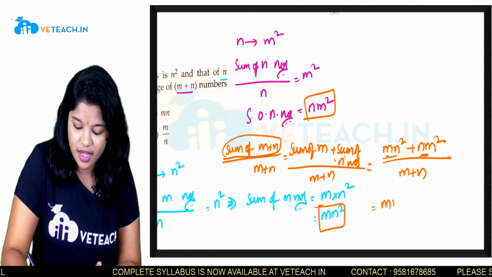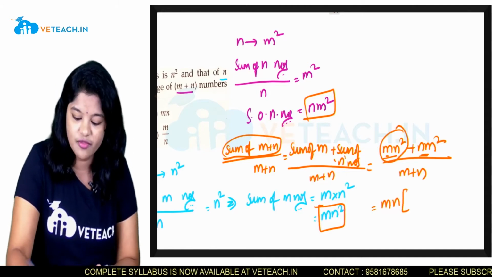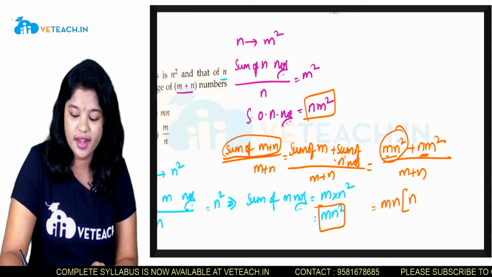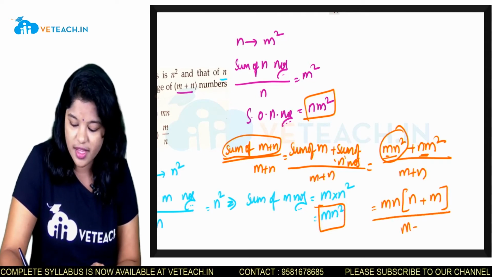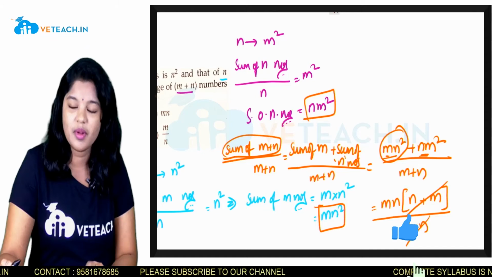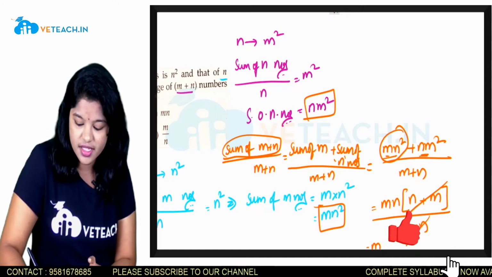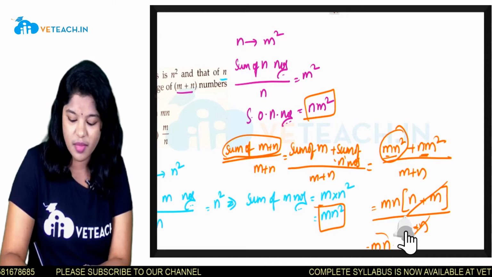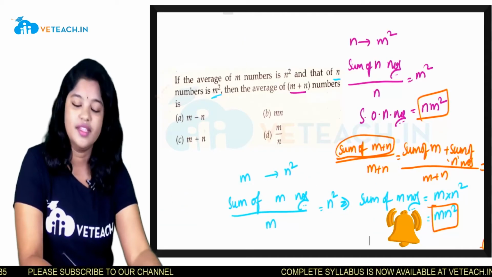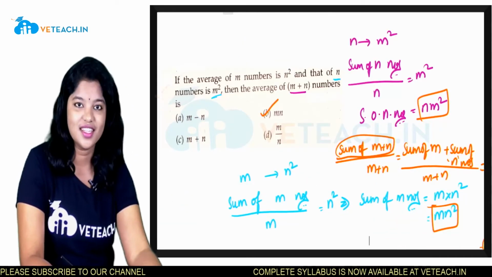So m into n, if I take it as common, the first term will be only n remaining, and in the second term only m will be remaining, divided by m plus n. M plus n gets cancelled and the answer is m into n. So the average of m plus n terms is nothing but mn. So m into n, option B is our correct answer.